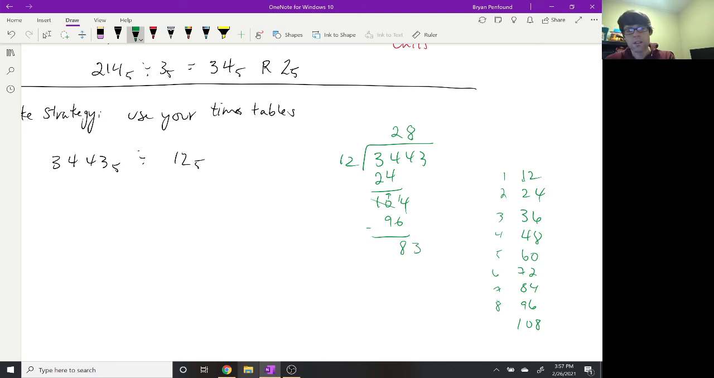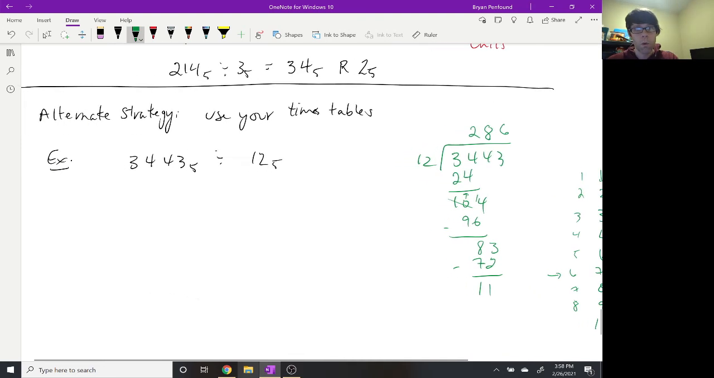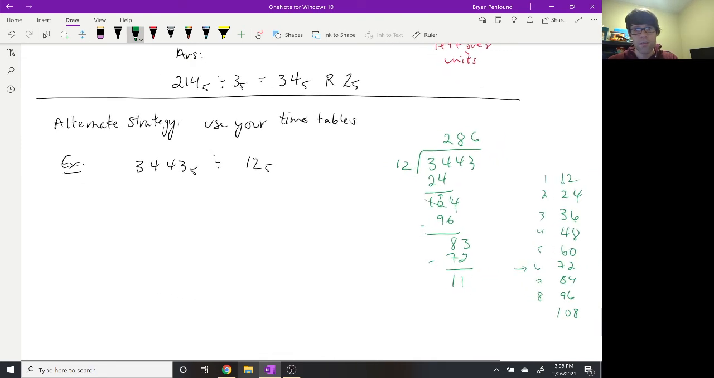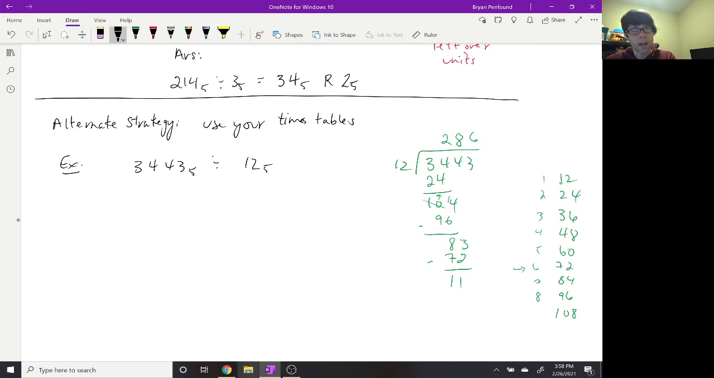And then our last step is to deal with the number 83. Now 84 is too big, so we're going to have to take 6 here, and then we get 72, and we do our last subtraction here to get 11. Okay, so the answer here, if I were to do this in base 10, would be 286 with 11 remainder units. So that kind of strategy is the same kind of strategy I want to approach for this particular question in base 5. Let's write out our 12 or our 7 times tables in base 5.